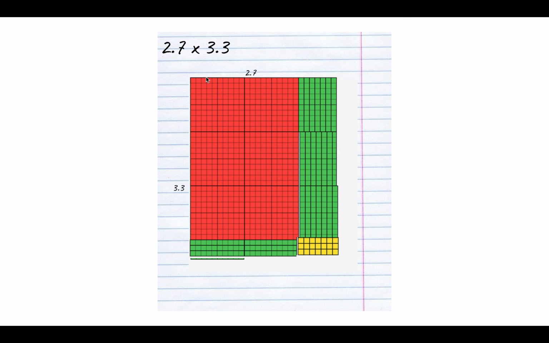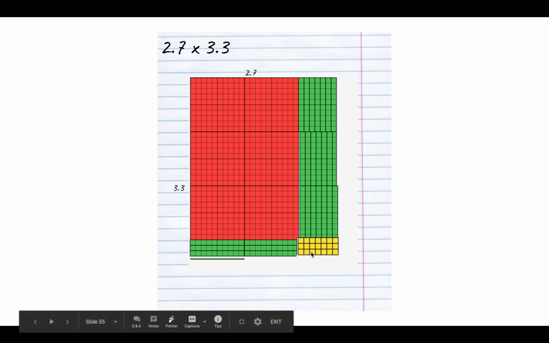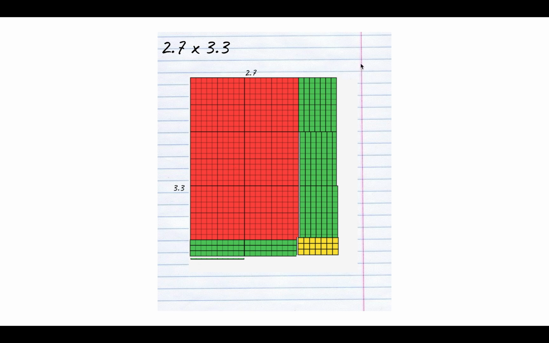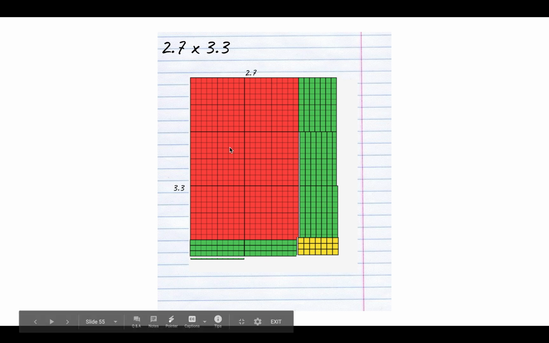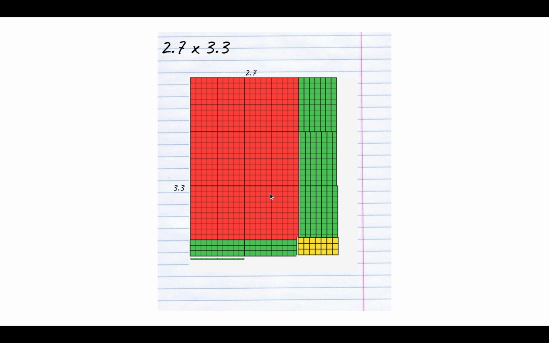So now my rectangle measures 2.7 on the top, it measures 2.7 on the bottom, and it measures 3.3 on this side, and 3.3 on this side. Now I can see what is my total, how many blocks are in this area. Because as many of you figured out this week, we're basically finding the area.